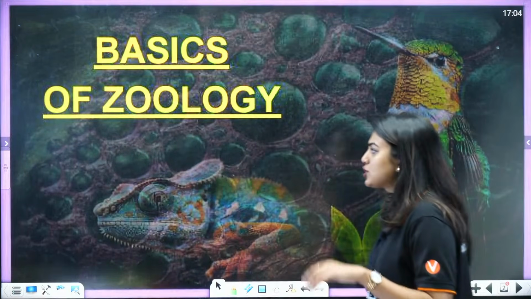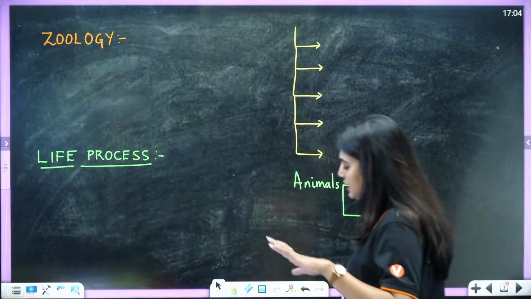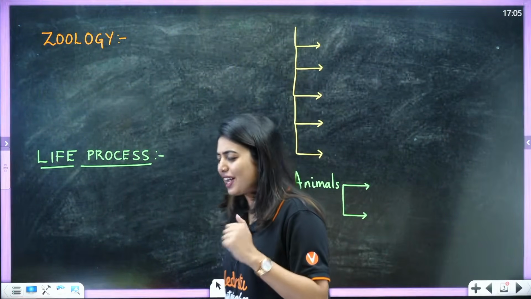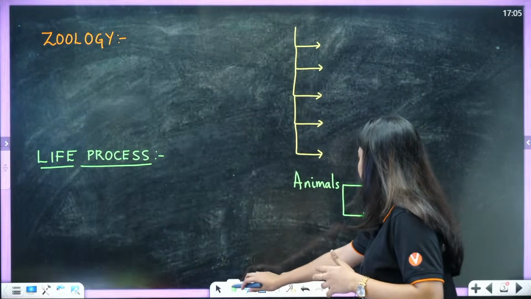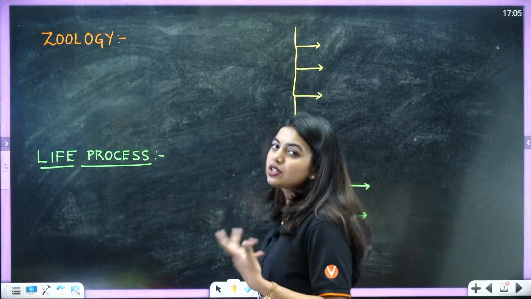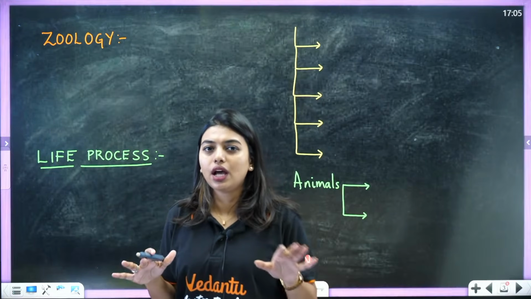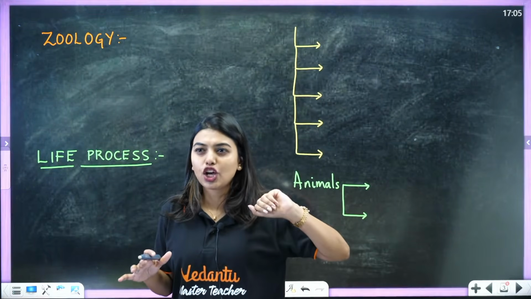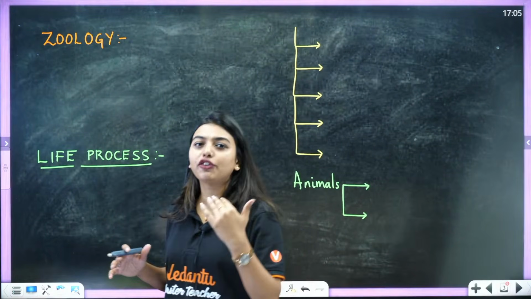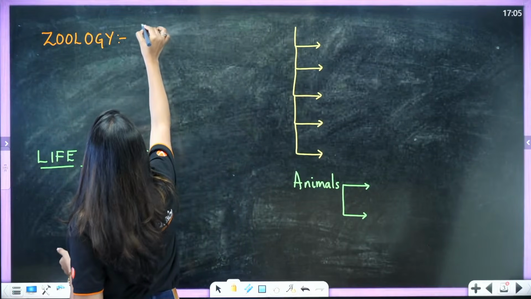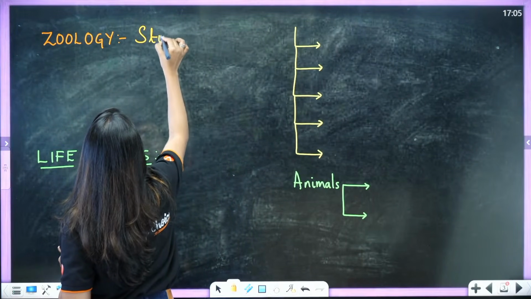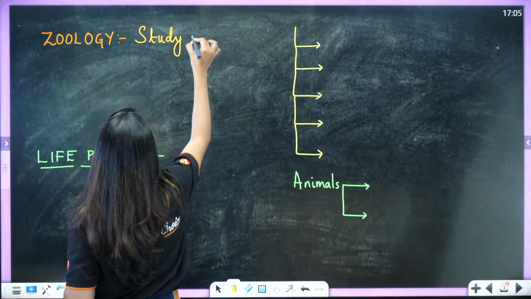Okay, students, what are we going to study? First of all, tell me what is zoology. I am a zoology teacher, so you have to tell the correct answer. That means I am studying something about animals. Botany is the study of plants, so obviously zoology will be the study of animals, right? I'm writing this. You will get the notes on our Telegram, Vedantu NEET English. All of you can join.